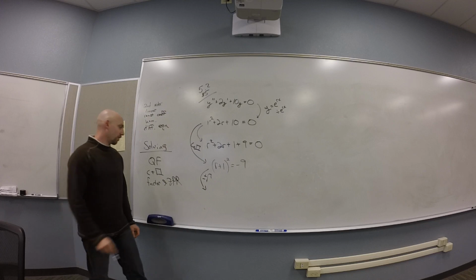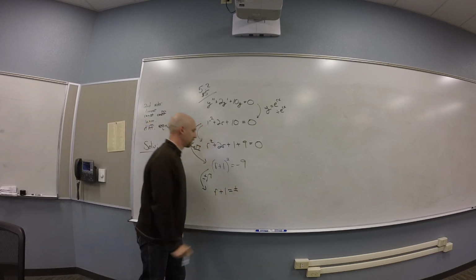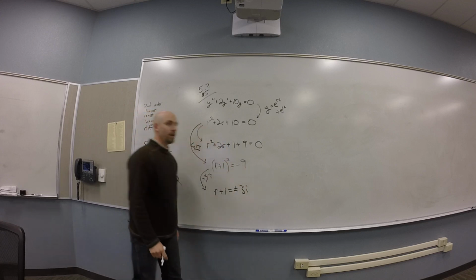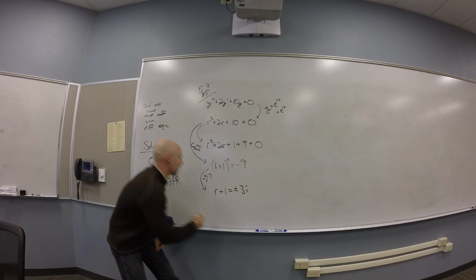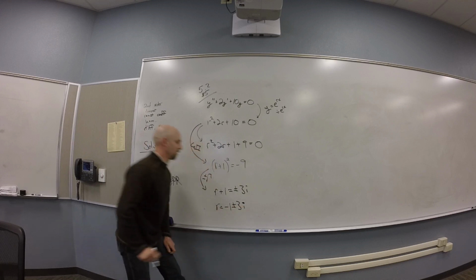So hit both sides with the square root. You get r plus 1 is plus or minus the square root of -9, which gives you 3i. Okay, so you got r is -1 plus or minus 3i.